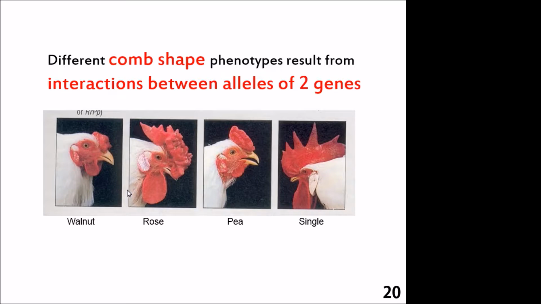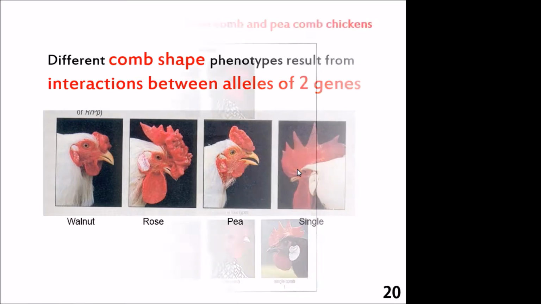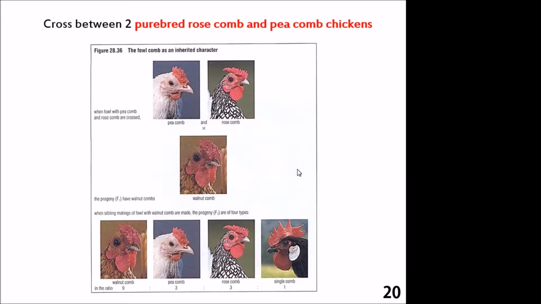So if you see roosters next time you go somewhere, these are called walnut shapes. This is called rose. This is called pea. This shape is called single. Don't ask me why. Okay? If you see guys with hair like that, you can call them single. Alright. Let's do the cross.